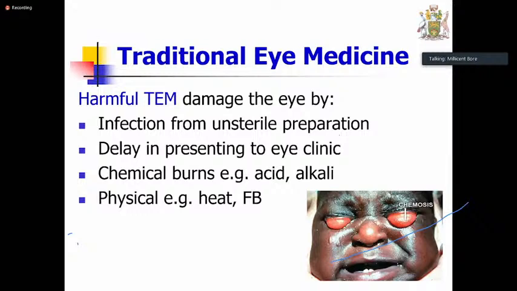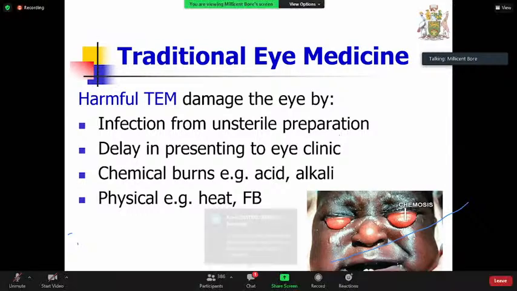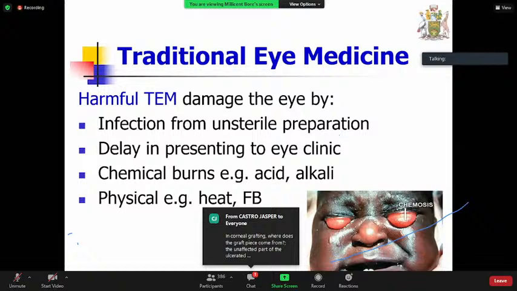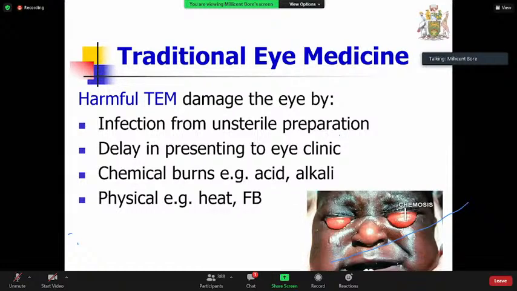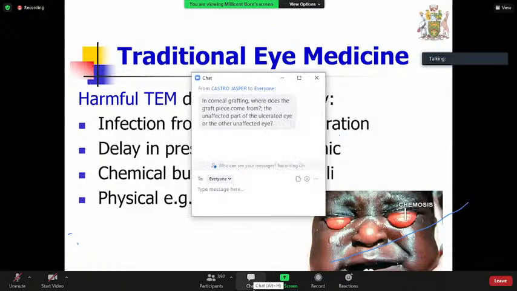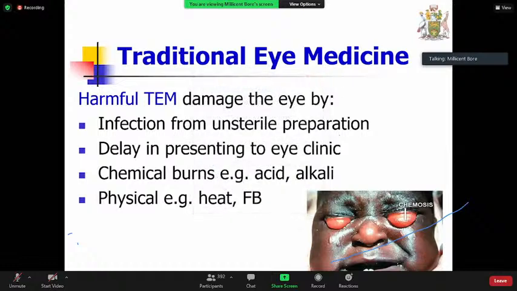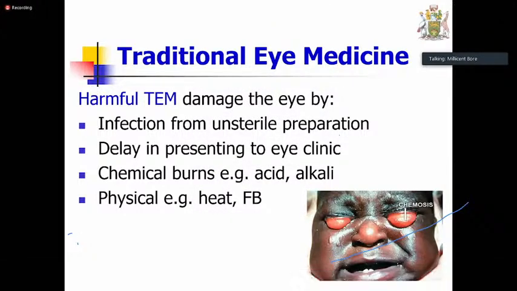So, traditional eye medicines. You can imagine you're instilling something which you don't know, it's likely unsterile, and these patients will use this medication and delay presenting to the clinic. Imagine you've mixed several things, you don't know what exactly it is. It could be acidic, it could be an alkali, and sometimes maybe they'll use heat. Imagine having heat applied anywhere around your eyes, or whatever they instill could have foreign bodies, which will end up scratching the cornea.